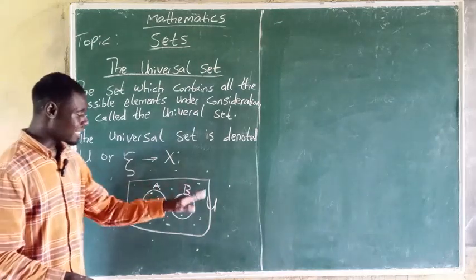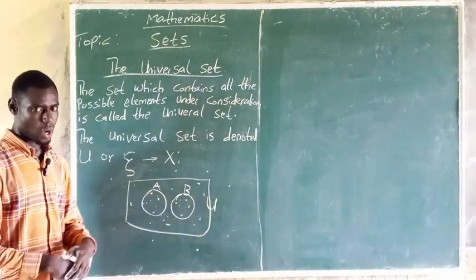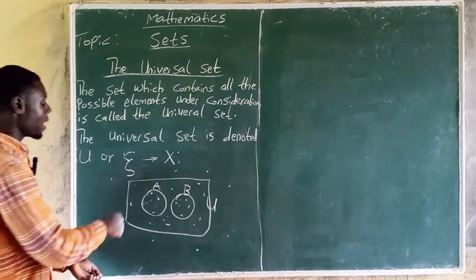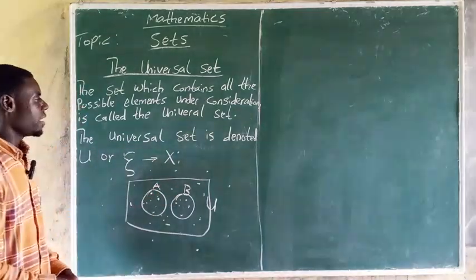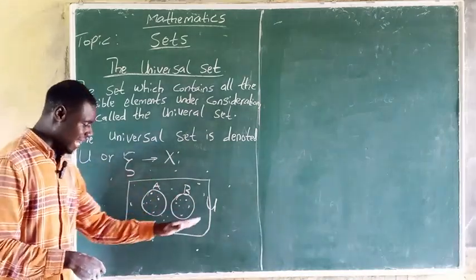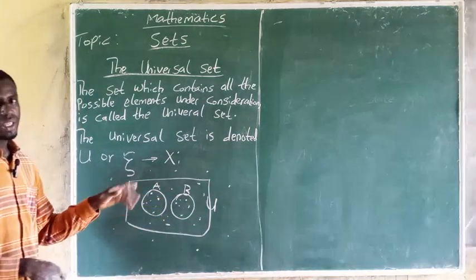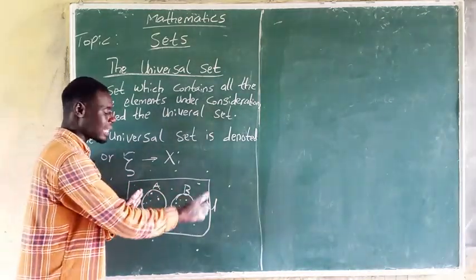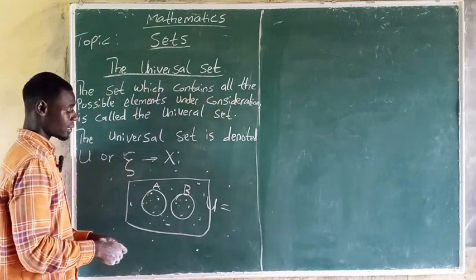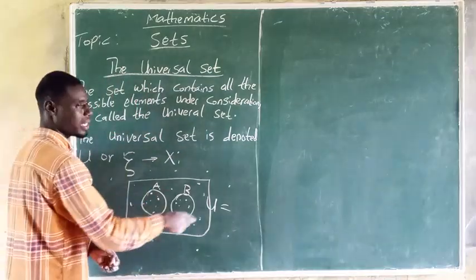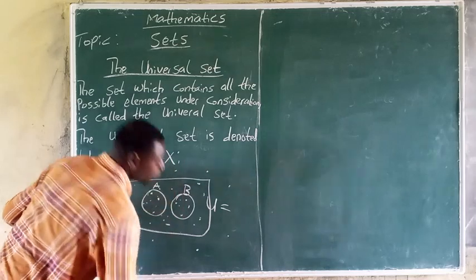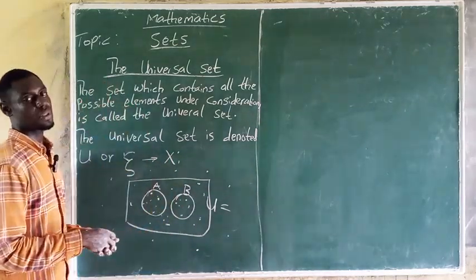Every element you can find inside the universal set is part of the universal set. So the universal set is all the possible elements under consideration. All the elements you can find inside this rectangle is called the universal set. By the time you accumulate and collect everything here, it will give you the total of the universal set. If you have 200 people here, the total universal set there will be what? That number you have collected.